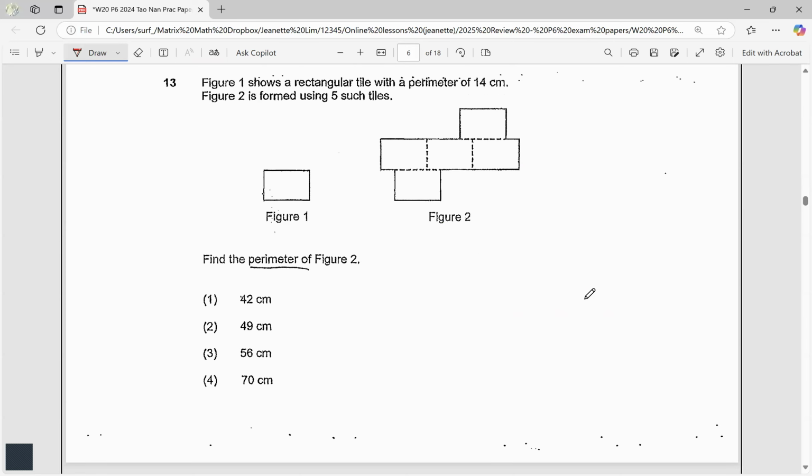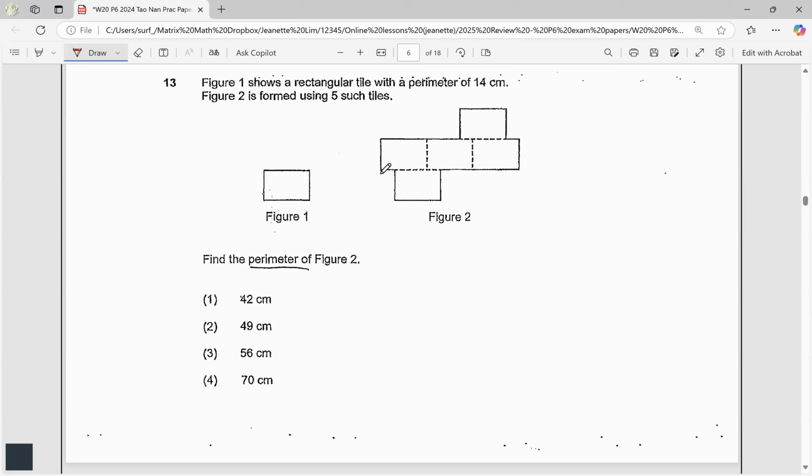Question 13. Okay, a little more challenging. You have figure 1 here. Rectangular tile has a perimeter of 14 cm. Figure 2 is formed using 5 such tiles. You're supposed to find the perimeter of figure 2.